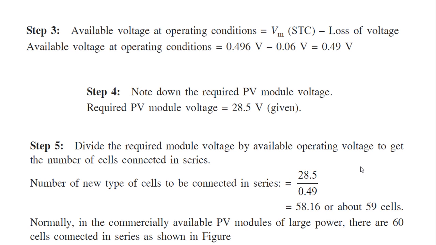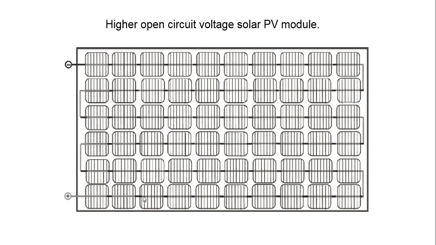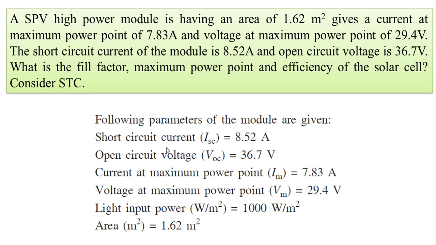Normally PV modules are usually available with an even number of cells. So I am considering 60 cells connected in series, as shown in the figure. So this is the higher open circuit voltage of the PV module, as the number of cells are connected in series.